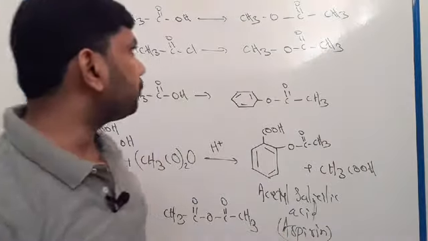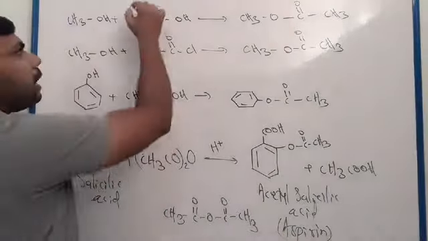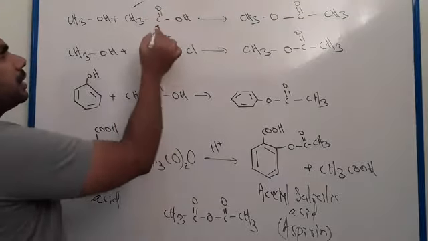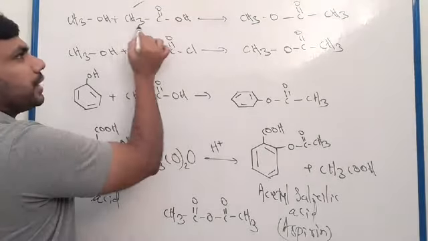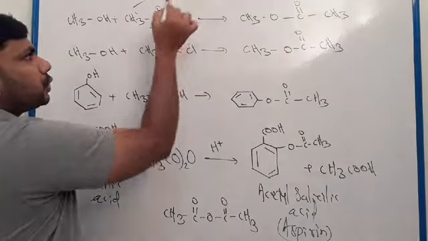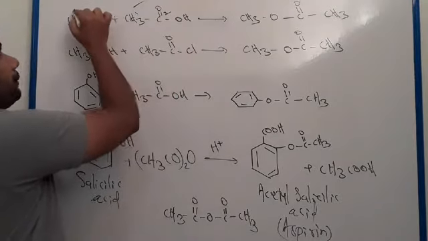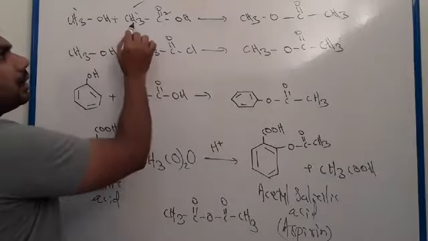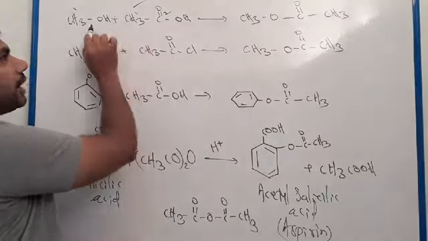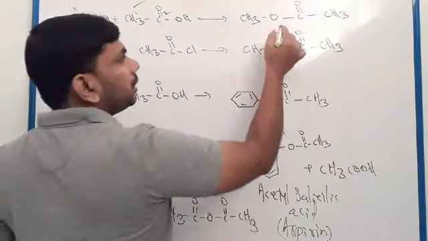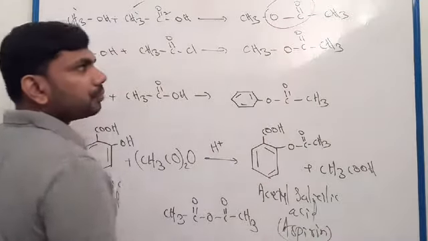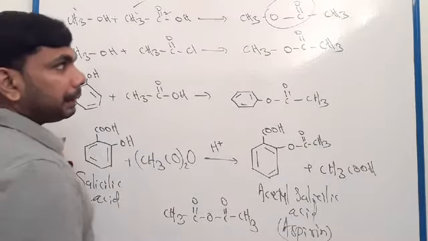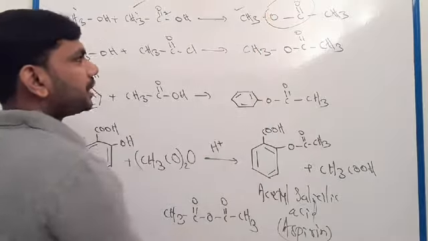Example for such type of chemical reaction. Here carboxylic acid, ethanoic acid, 2 carbons. So ethanoic acid reacted with methanol. Here one ester is formed, methyl ethanoate. Methyl ethanoate forms. This is ester.